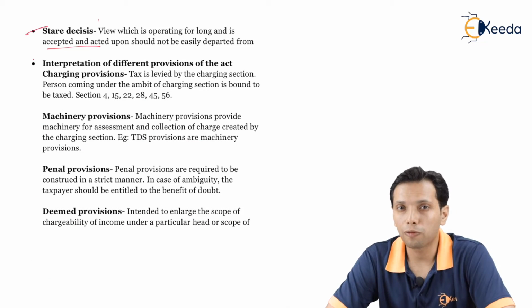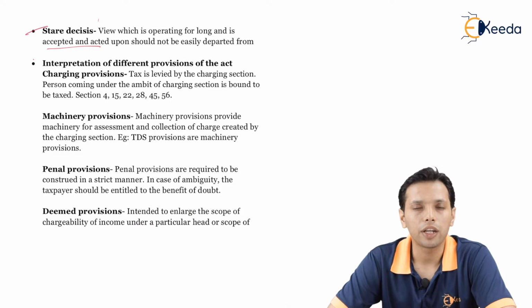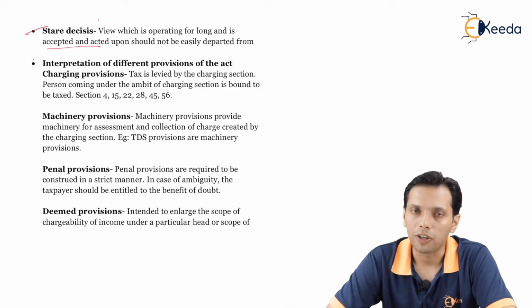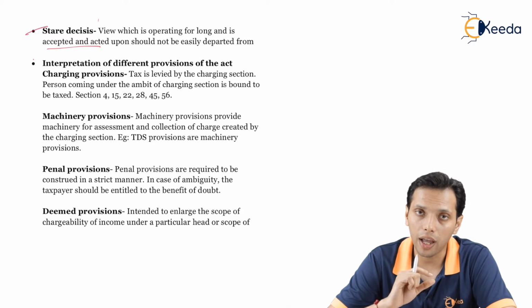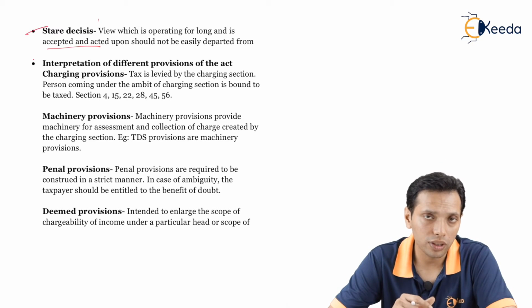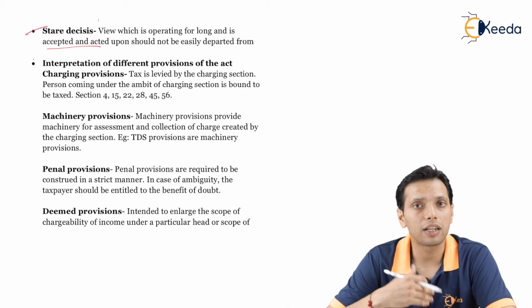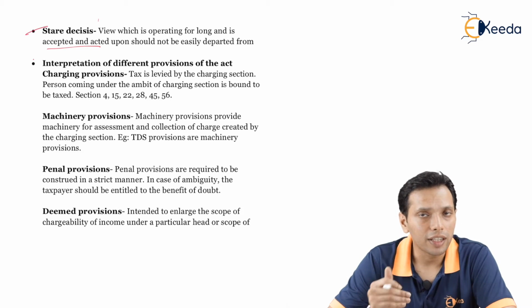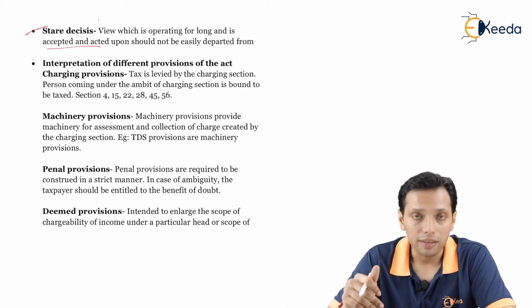Next is interpretation of different provisions of the Act. In a particular section, there are various types of sections. One would be a charging section, which lays down the tax liability on a particular assessee. Then there will be a deeming provision, which extends the existing scope of the taxability of the provisions. Then there are penal provisions which lay down the penalty. Then there are appeal and refund provisions. So there are various types of sections which we'll be covering in this topic.